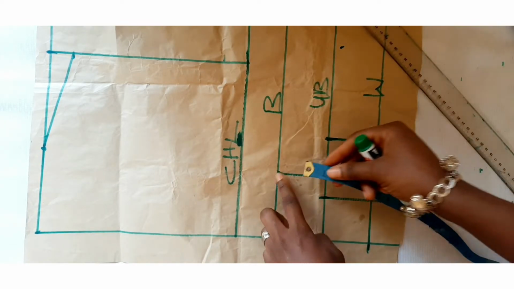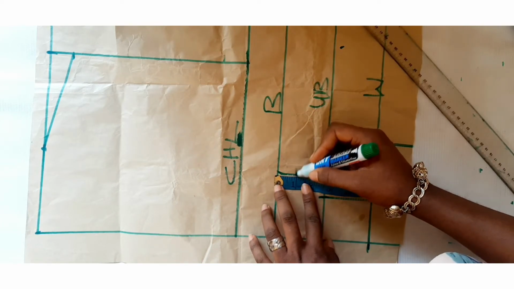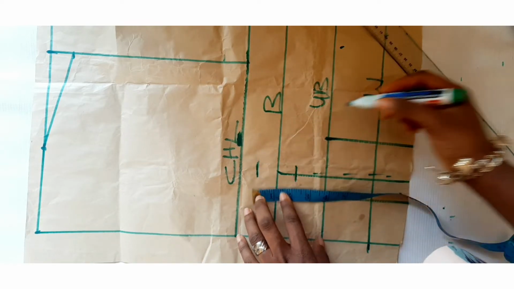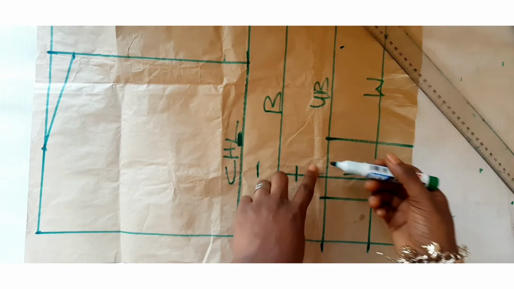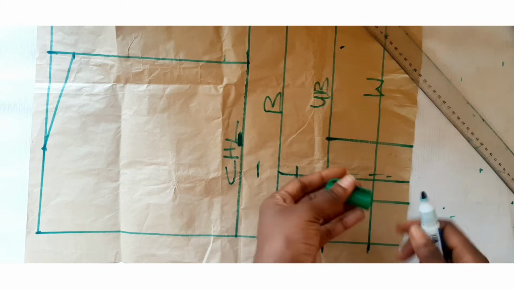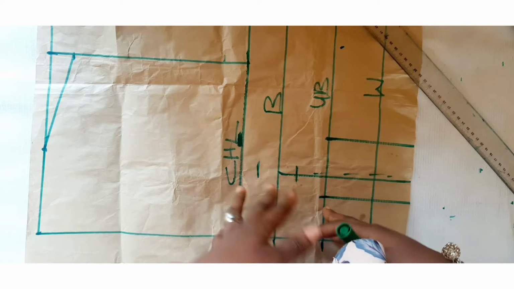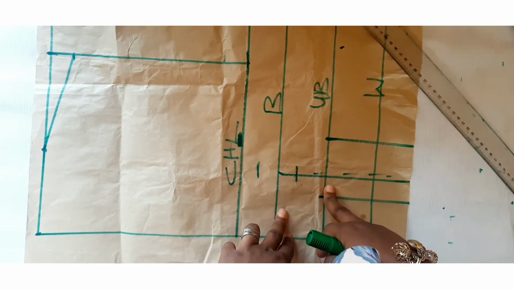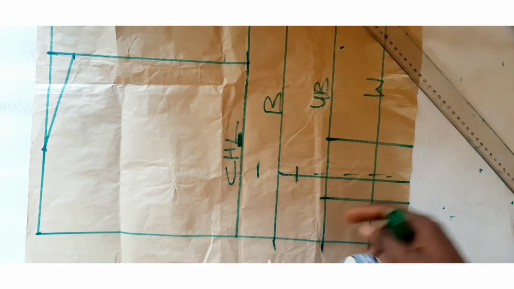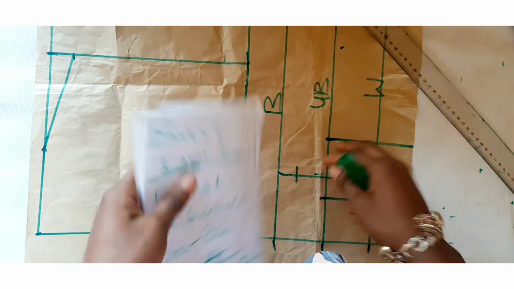And from this bust point, because I don't want this area to be sharp, I'll come down by 1 and I'll go up by 1 to get my bust dart. You're going to take away your under bust from your bust circumference to get the exact dart you're going to use for your bust. This is for the bust dart.